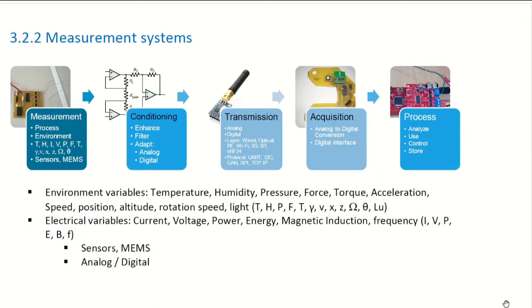For example, in our environment variables, we will find the temperature, humidity, pressure, force, torque, acceleration, speed and position, and also altitude, where we're using MEMS, etc. For the electrical variables, we will see the current sensors, the voltage, and other magnetic sensors. There is a lot of new technology here with the output being more digitalized, and they also use MEMS, micro electromechanical systems. So we'll review all of this.